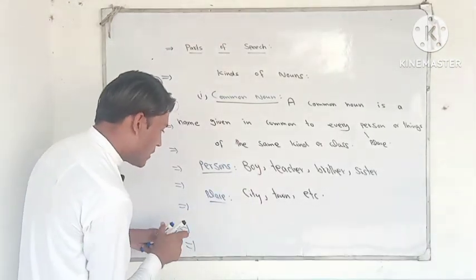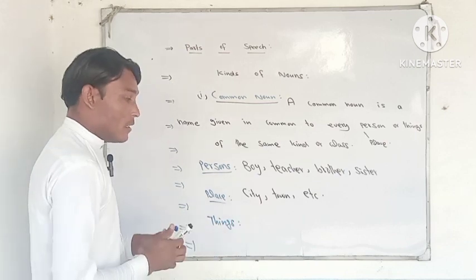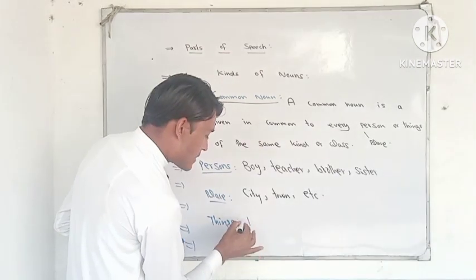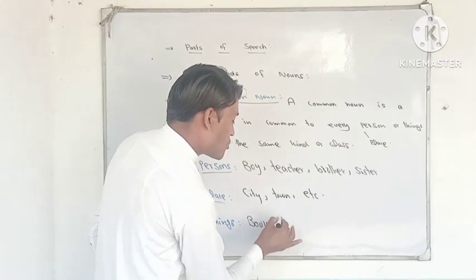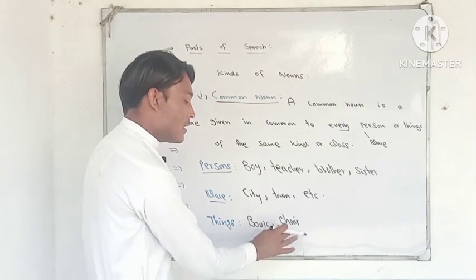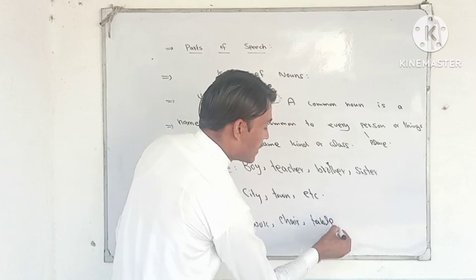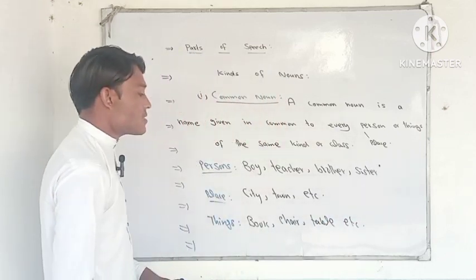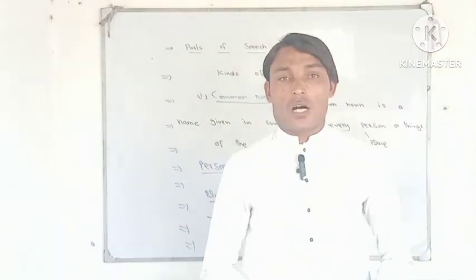If we talk about things here, we call it things. Like for example, I say book. Book is a common noun. For example, I say chair. Chair is called a common noun. Beside this, you can also talk about table, etc. So this is about common nouns.